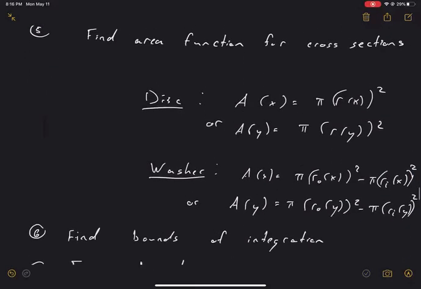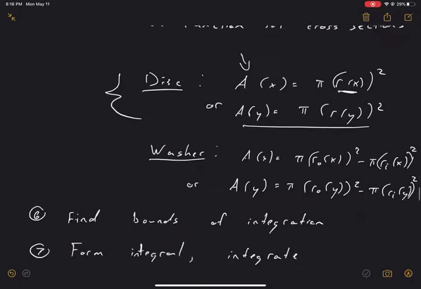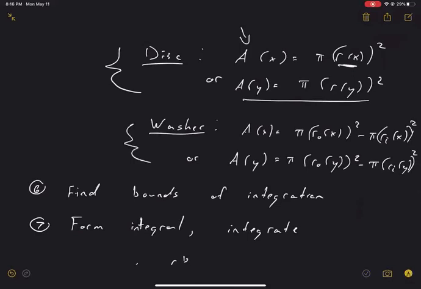Okay, so once we find this radius or these radii, we have enough information to find our area functions. For disks, it's going to look like this. If we've rotated around a horizontal line, everything's in terms of x, and we have A(x) equals pi r(x) squared, where this r(x) is just our radius at each x. If we've rotated around a vertical line, our stuff's going to look like this. So that's for disk, and then we have something similar for washer.